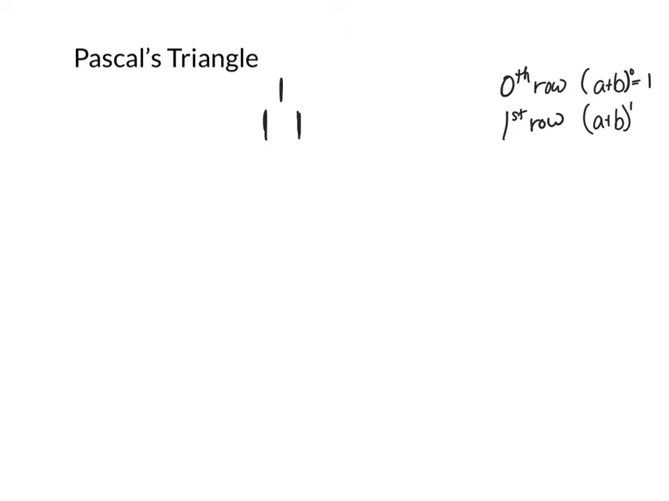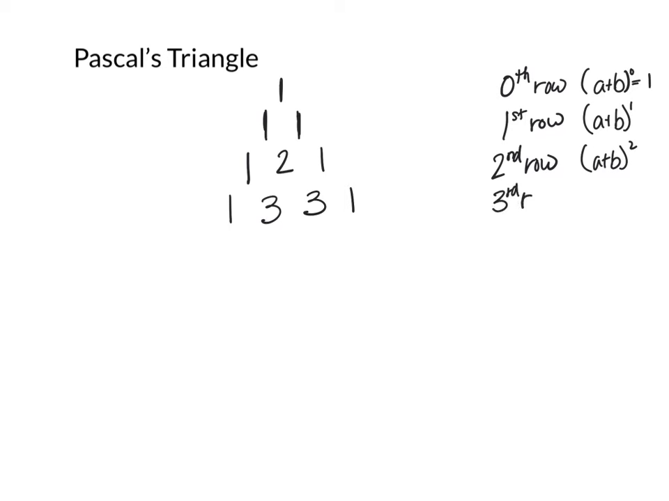I have 1, because I'm adding this to what's outside, which is nothing. And then in the middle, I'm going to add 1 plus 1, so I get 2. And then I have 1 again because I have nothing to add to the outside. Then my next row, again, starts with a 1. All the rows start with a 1. I'm going to add the 1 plus 2, so I get 3. Then I add the 2 plus 1, I get another 3. And then I have 1 on the end. These are the second row, which represent a plus b squared.